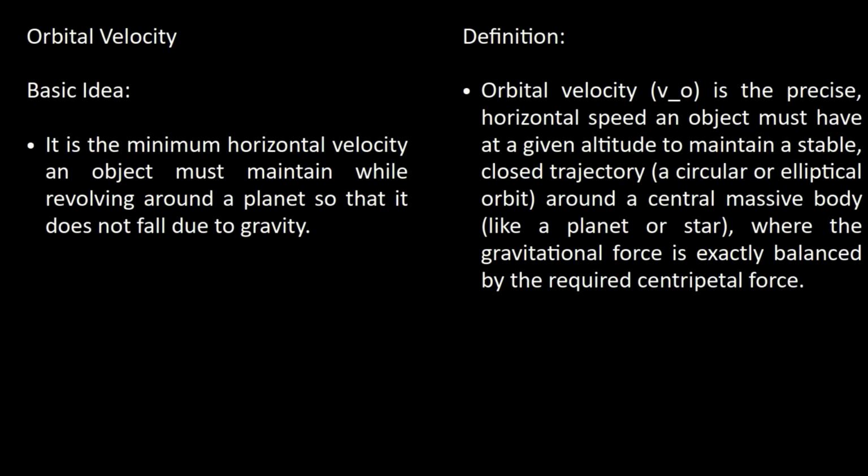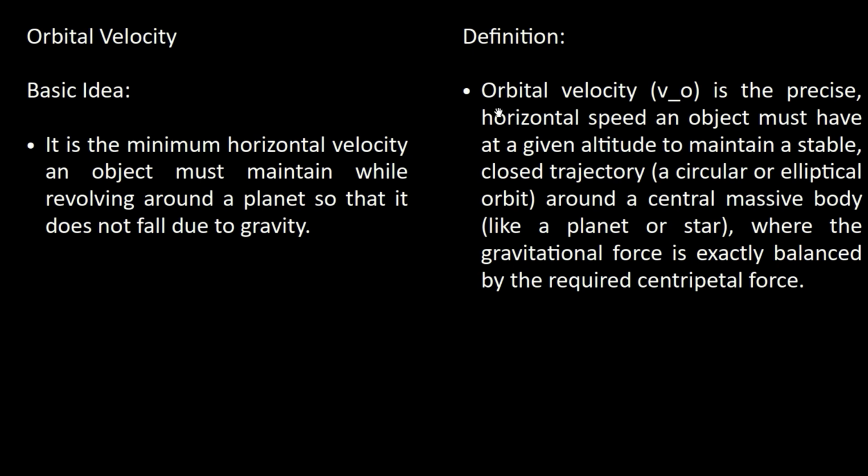So once we launch a satellite into space, simply lifting it up isn't enough. To actually keep it in orbit, we must give it a very specific sideways speed, that is your horizontal speed. This required speed is your orbital velocity. So orbital velocity is a minimum horizontal velocity an object must maintain while revolving around a planet so that it does not fall due to gravity.